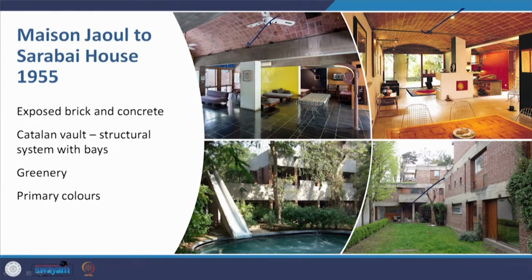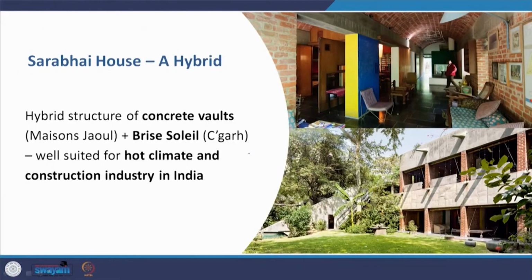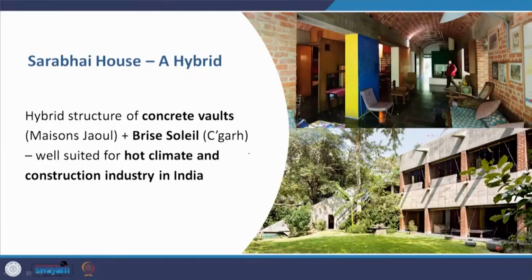Both possess dense greenery, and in this case of course there is water also in Villa Sarabai, and both use primary colors in the interiors. Sarabai house is a step forward because it's a hybrid, in that the hybrid structure of the Catalan walls or the concrete walls of Maison Jaoul, attached with or to that was added the brise soleil of Chandigarh, and this brise soleil was not needed in Maison Jaoul, it was not needed in the climate of France, it was needed in the hot climate of Ahmedabad, and it was also suited for the hot climate and the construction industry in India. So we do find these deep verandas, in a sense a brise soleil being created in the Villa Sarabai.